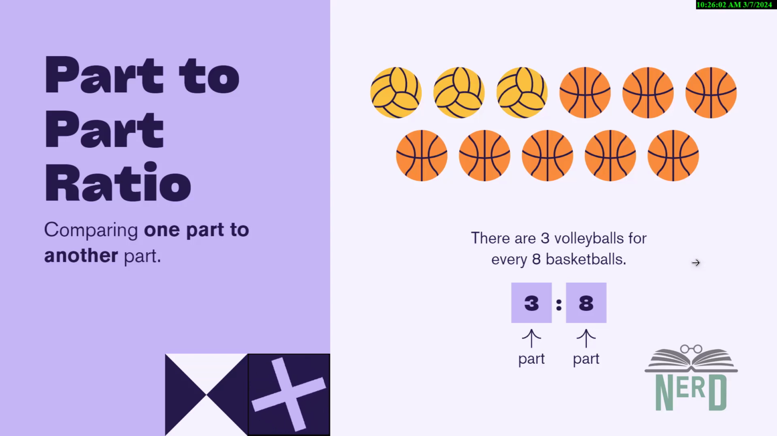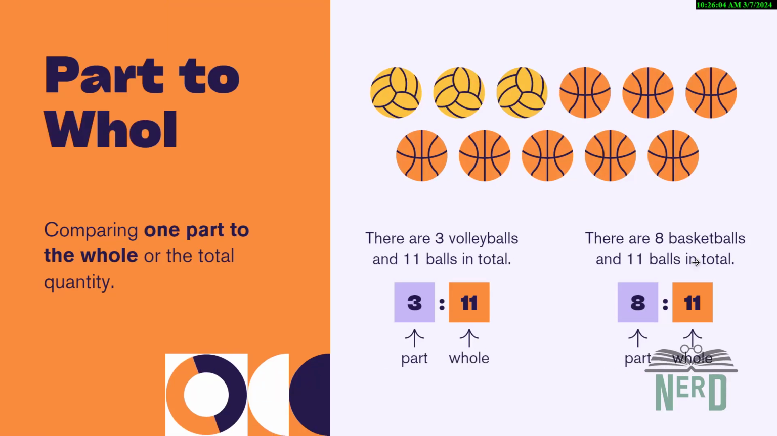And let me tell you the same example with the part to whole ratio. What is it? It's comparing one part to the whole quantity, how many balls we have, right? Here we have a total of 11 balls, so we are comparing the volleyballs to 11 balls. So we can write one part, which is 3, and the whole, which is 11. We can write 3 is to 11, right? Exactly the same way, here we have 8 basketballs and 11 balls in total. So we have to put the part first and then the whole.